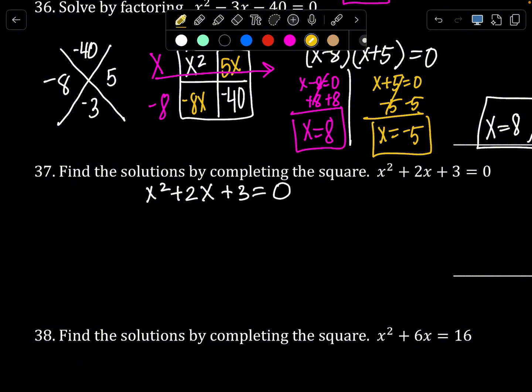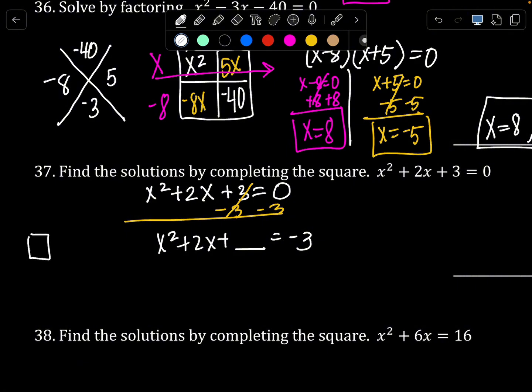I'm going to subtract 3. That's the wrong number of ones that they provided me with. So I'm going to do x squared plus 2x plus the missing number equals negative 3. I know I have an x squared tile, and then I have 2x. A lot of students don't like the tiles. They'd rather just use the box.